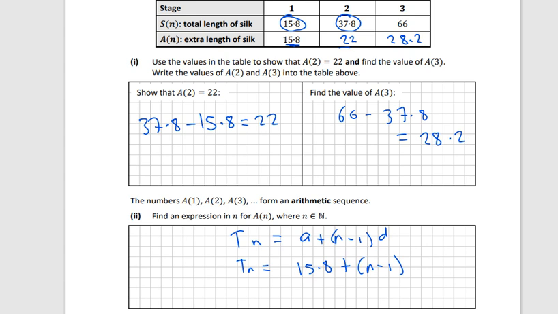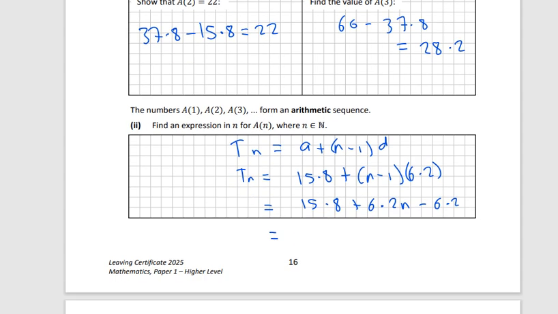To get from 15.8 to 22, you go up 6.2. And then to go from 22 to 28.2, you go up 6.2 as well. So 6.2 is what you're multiplying there. So it equals 15.8 plus 6.2n minus 6.2. And that is 6.2n plus 9.6, I think.